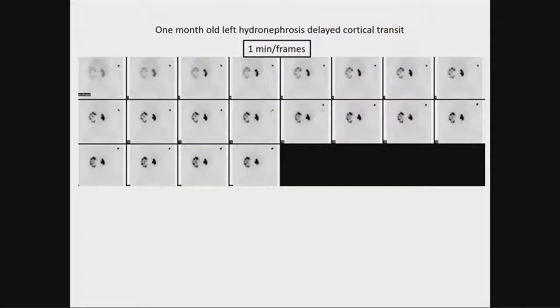So I'll just finish to demonstrate this aspect of cortical transit, which is new as far as the guidelines are concerned. This is a renogram, a MAG3 study from a 1-month-old child with left hydronephrosis. This has been done with the F+20 technique. So we are just seeing the first 20 minutes before furosemide administration. And you can see the dilated pelvis here on the left. You can see the tracer clearly in the cortex, but it really takes a long time for this tracer to move from the cortex and to fill the dilated pelvis. So this is an example of delayed cortical transit time.